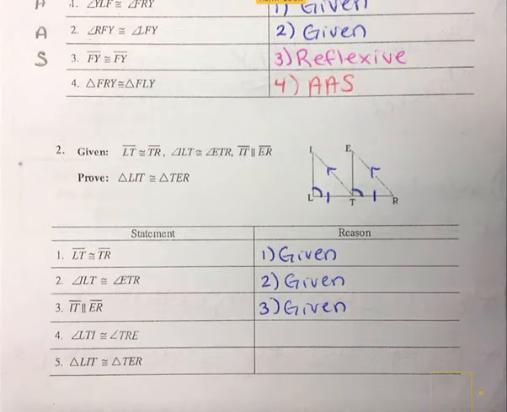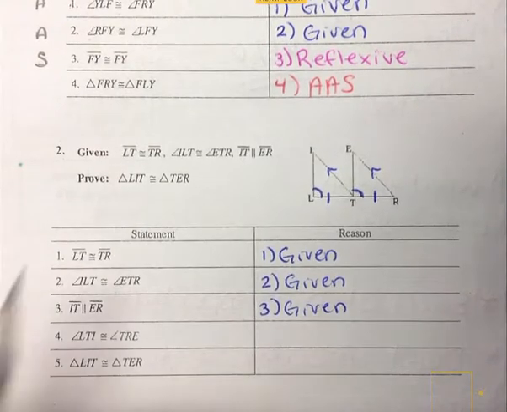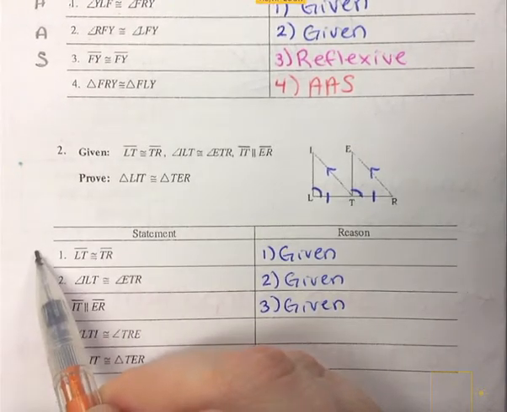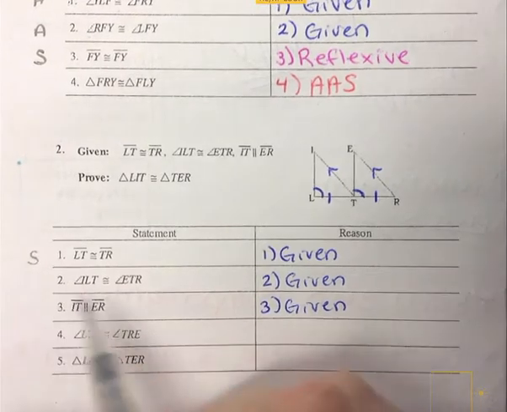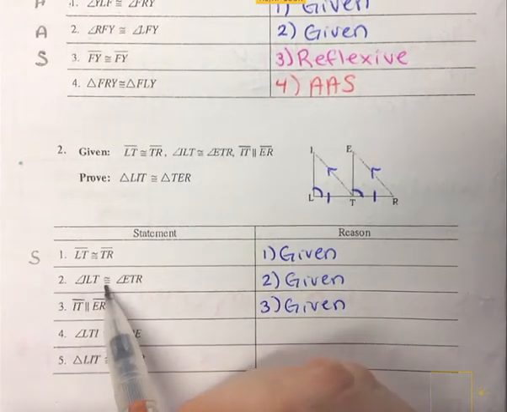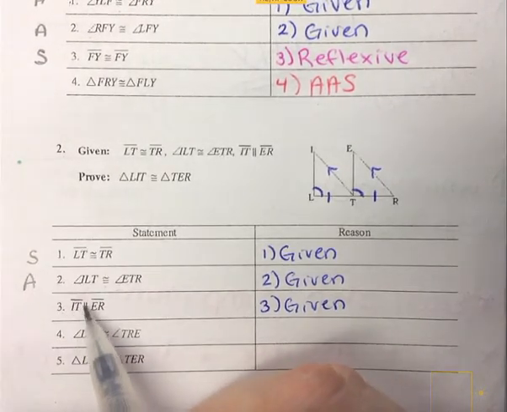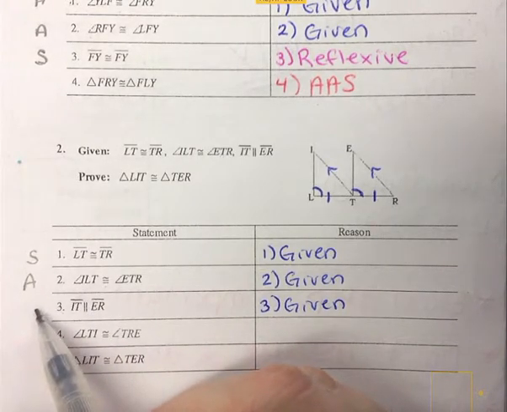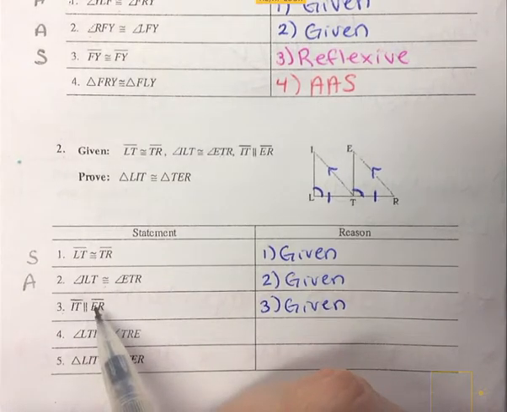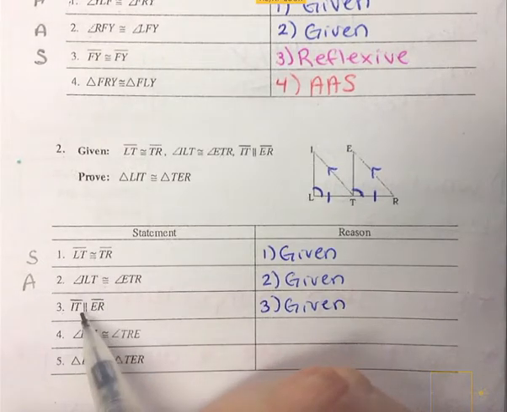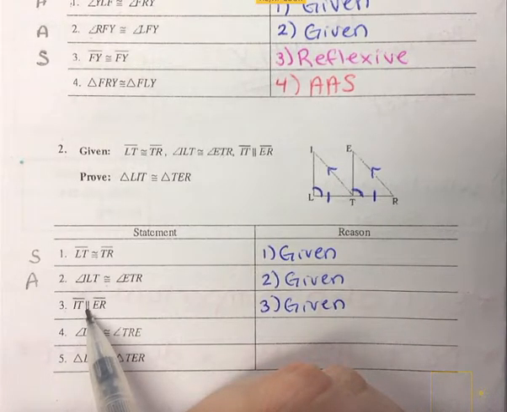Now I'm going to go back through with my givens and see what we have. We have a segment congruent. That means I can put a letter to the side. That's an S for segment congruent. The next one, I have an angle congruent, so I can put an A. Statement 3, I have a segment parallel. Parallel does not mean congruent, so I cannot put anything here. That means I don't have enough information yet. If I have a letter beside it, that means that one is done. But this one does not have a letter from my given. I have to use this to find something else.